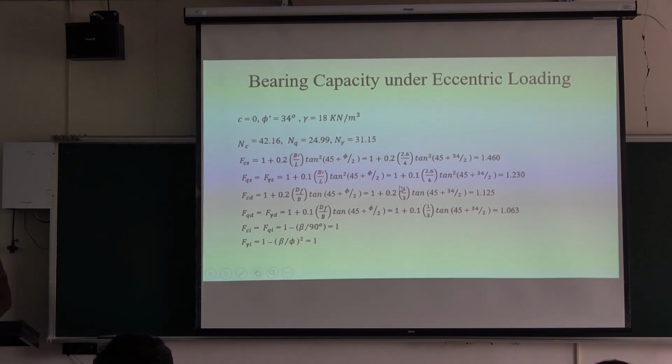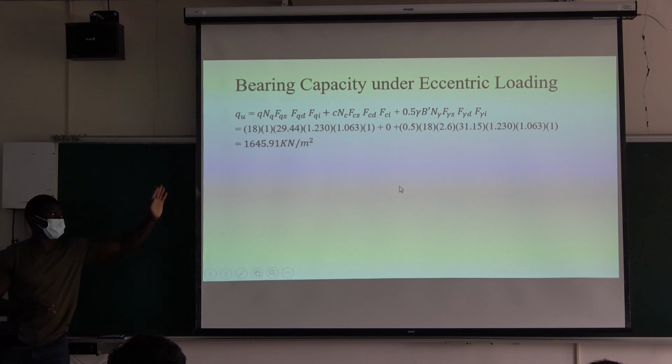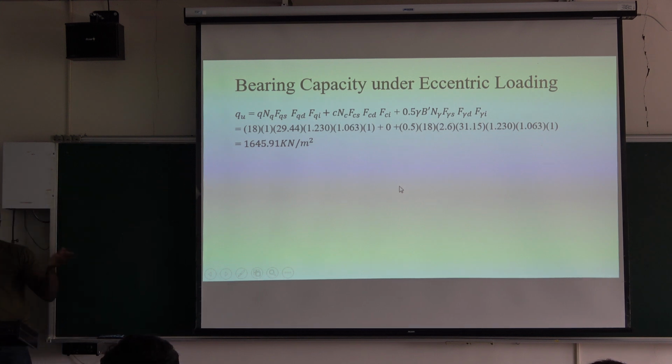So we do the same thing like what we have been doing previously. The only new thing is FCS, FQS, F gamma S, we make sure we replace our B with B prime. That's all we need to do. And once we know the new values, then we just substitute in the equation. I think this part everyone is pretty familiar. You just substitute and then punch in the calculator, and then you can just get the answer, okay?